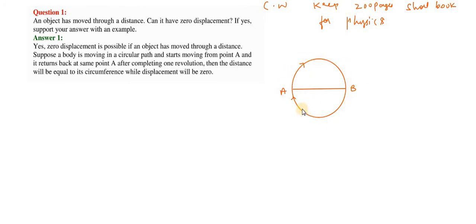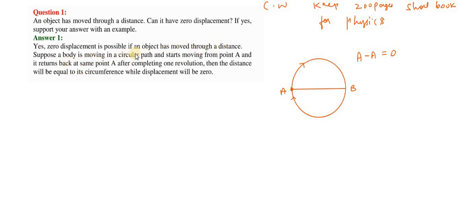But what is the displacement? Displacement is zero. Why is it zero? Because it starts from A and it ends at A. So what is the displacement? It's the shortest distance between the initial and final position. Initial position is A, final position is A. So A minus A is 0. That is what they are telling here: this is possible if an object has moved through a distance.